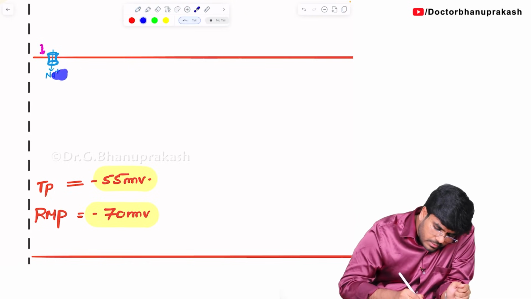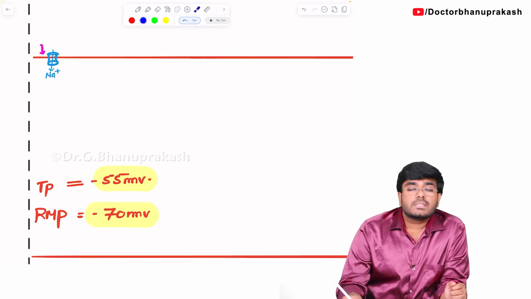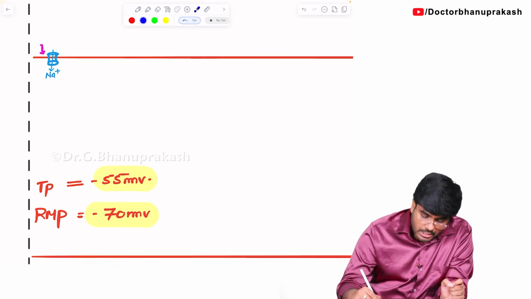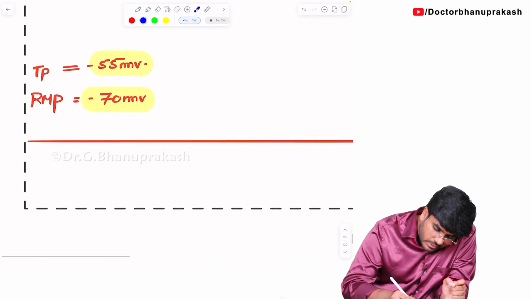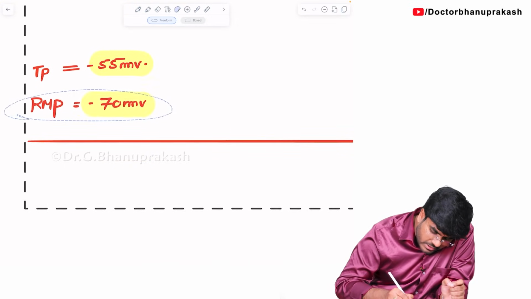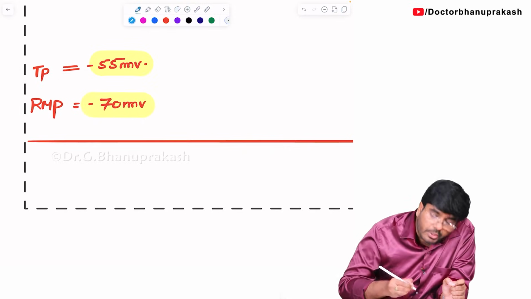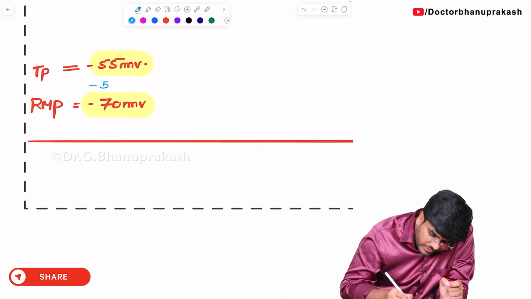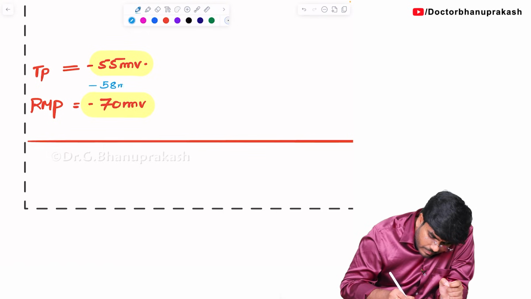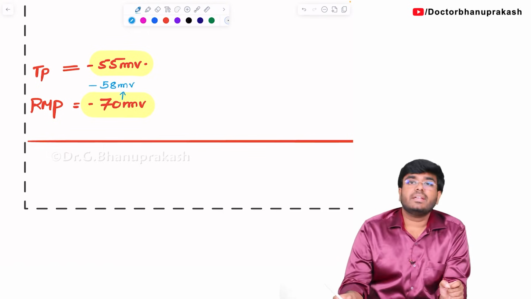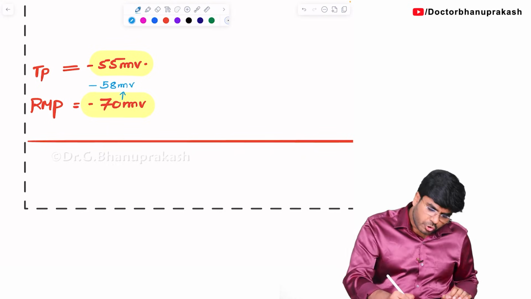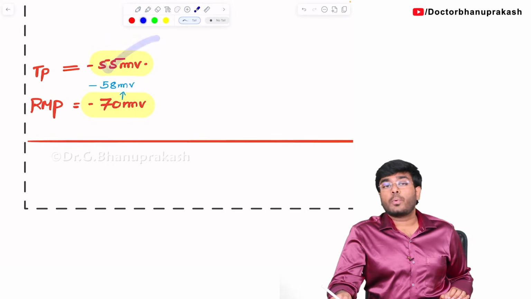Now you tell me, sodium is which charge? Sodium is a positive charge. Because of the influx of positive charges, the voltage of the resting membrane potential changes from minus 70 millivolts. Now, because of this positivity, let's say it is becoming minus 58 millivolts. It is changing from minus 70 to minus 58 because some positive charges are coming in. Now tell me, is threshold potential attained or not? No, threshold potential is not attained.